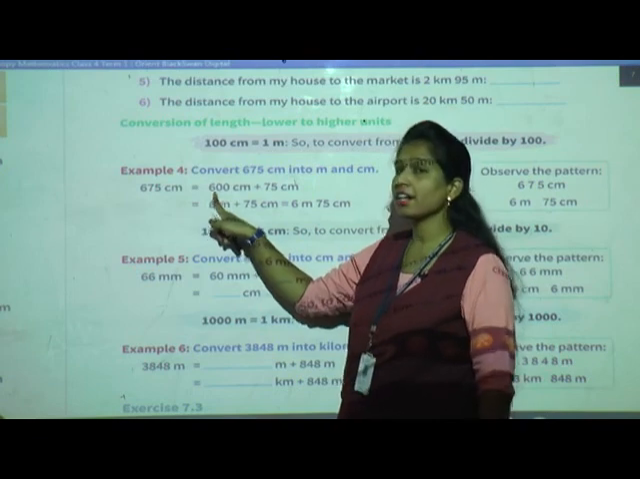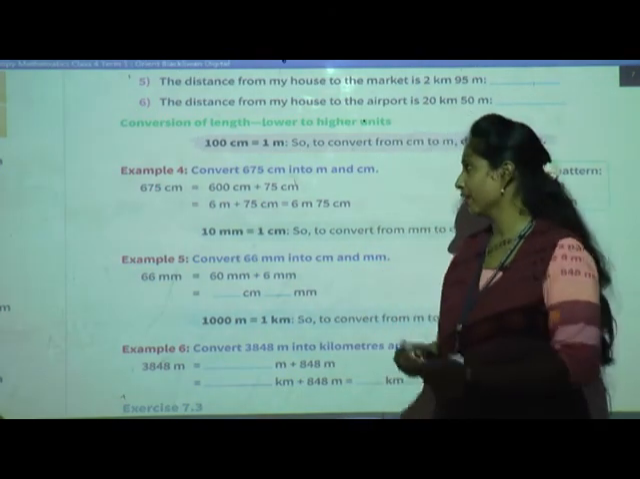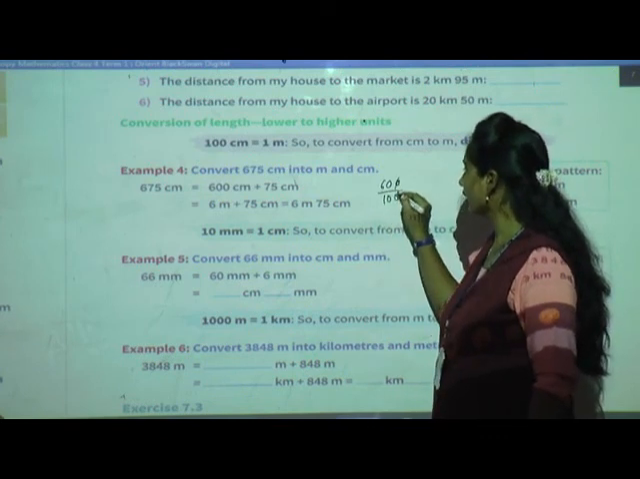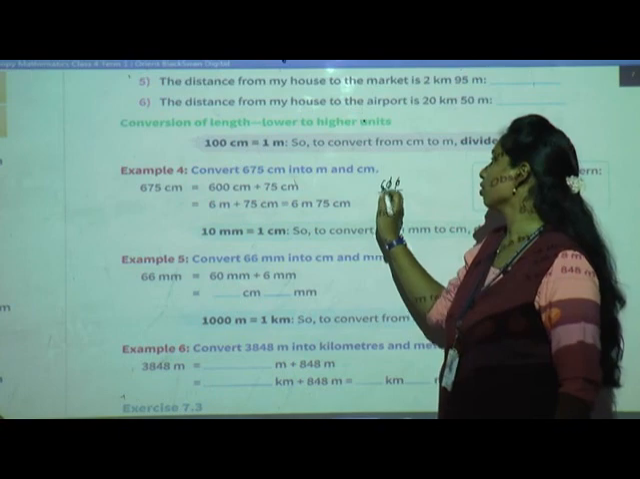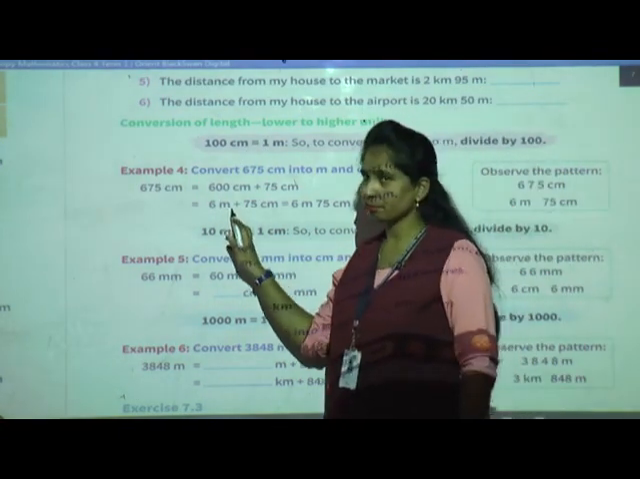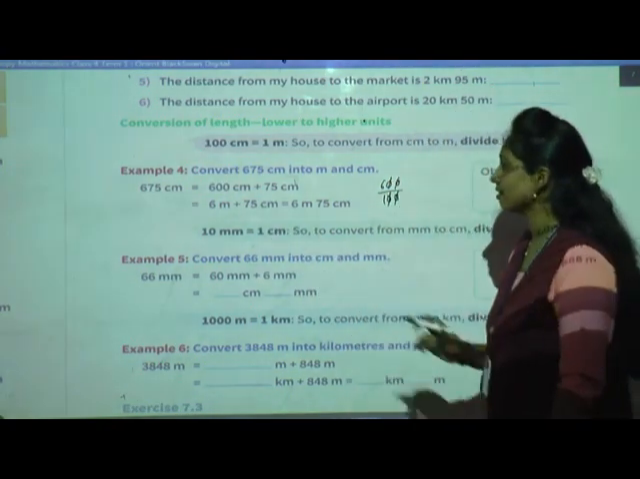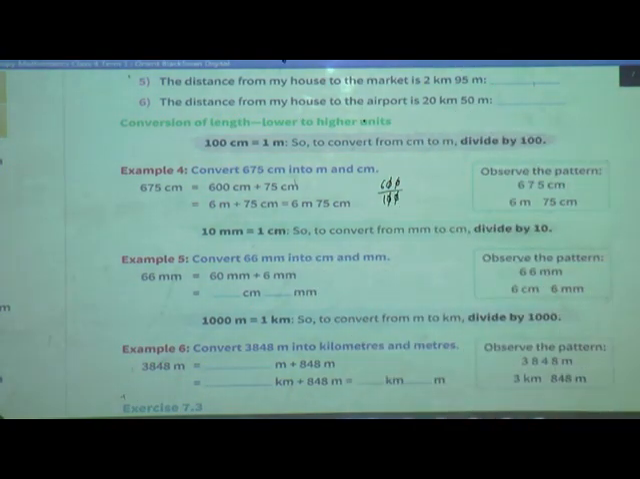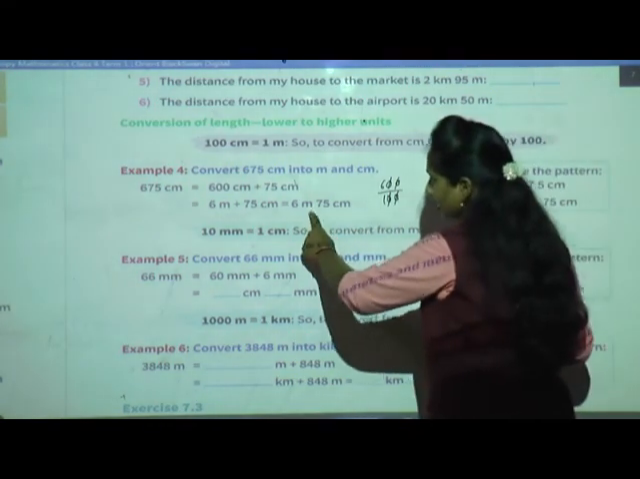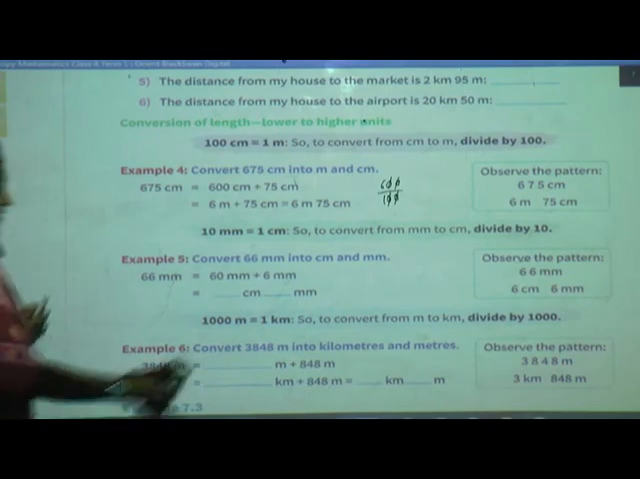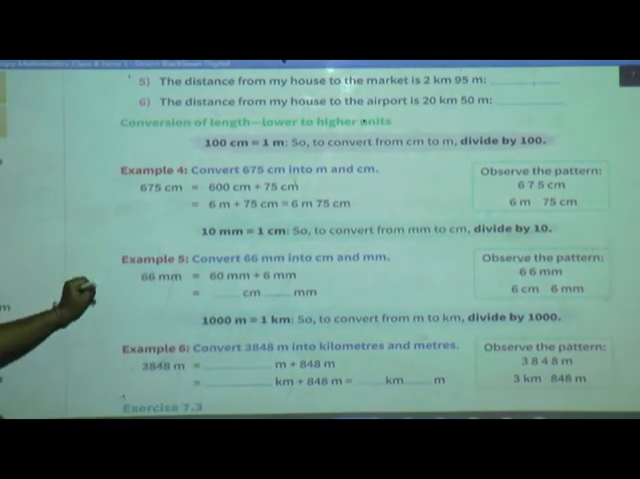So 600, how to divide? By 100. So 600 divided by 100, what will be the answer? Cut the zeros. So 6 is remaining. So 6 meter plus 75 centimeter, the answer is 6 meter and 75 centimeter. Got it? Here you can do it in the shortcut way directly also. You can do it this way also, by dividing the numbers. Clear? Yes. Now we'll move to the next concept.